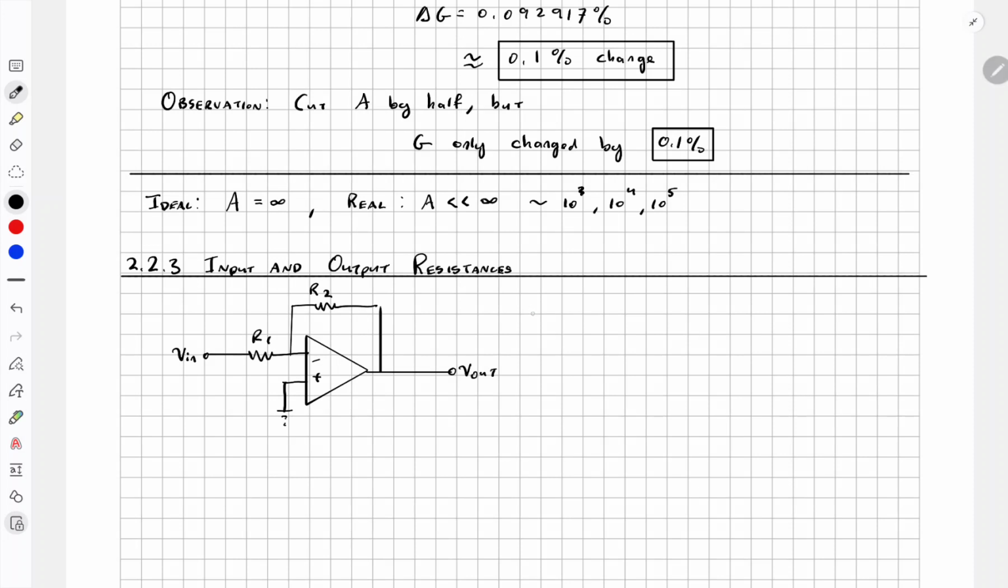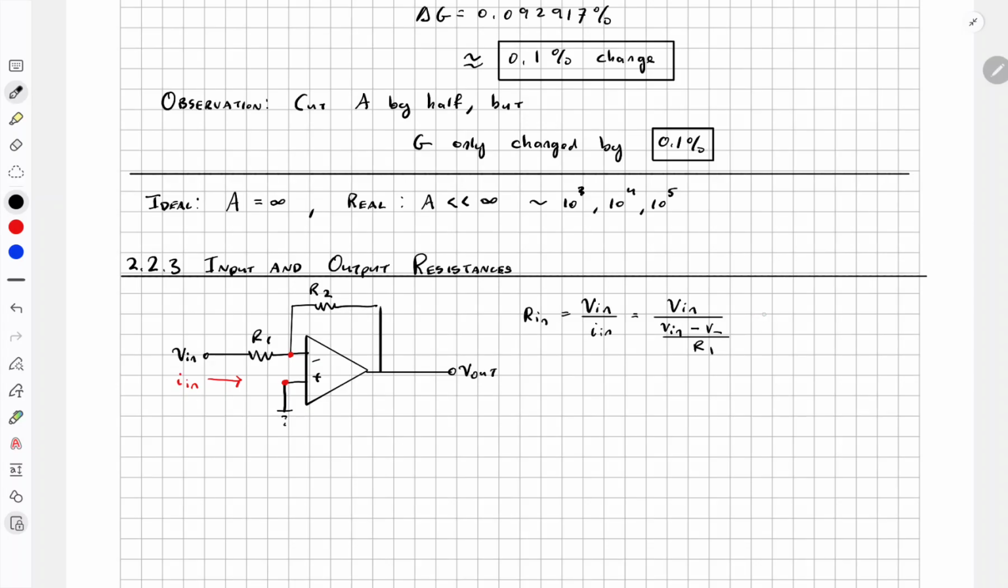Just to review, let us say that R in is equal to V in divided by I in. So this is the current going in, I in, and to specify this, the voltage here is called V minus and the voltage here is called V plus. So what we can say is V in divided by I in, and to calculate I in, it is V in minus V minus divided by R1.